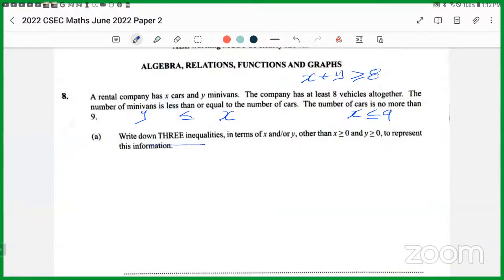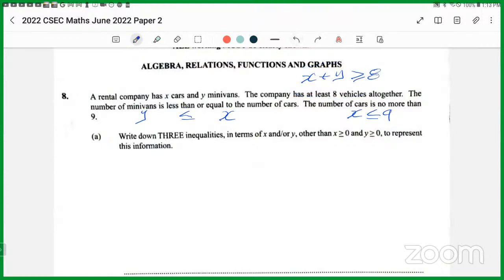It says write down 3 inequalities in terms of X and Y, other than X greater than or equal to 0, to represent the information. I'll place them against the statements. Understand that, guys? The first one says the company must have at least 8 vehicles, meaning the total must be 8 or more.